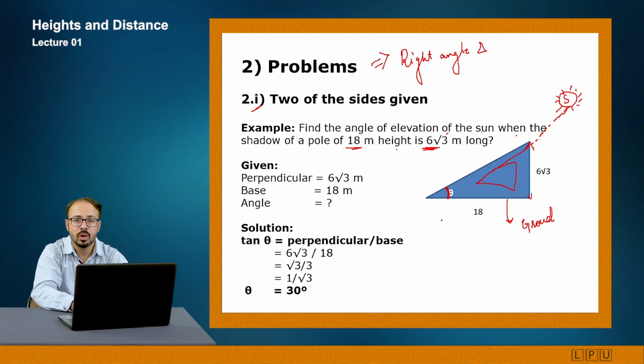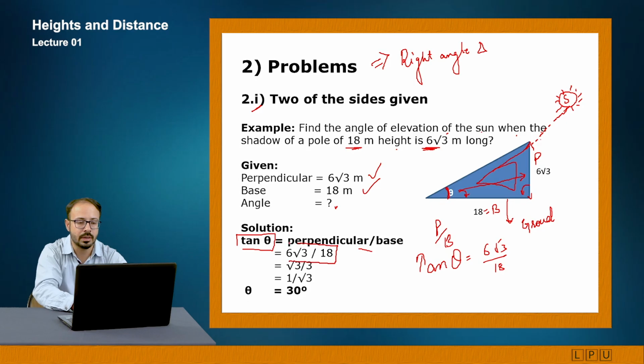So I can directly go. Which trigonometric ratio helps me with the P? This is the side opposite, this is P. Adjacent to theta is B. Perpendicular is with me, base is with me, angle I need to find. So tan theta is required. Tan theta is always equal to P upon B. So tan theta is equal to 6 root 3 upon 18. As we have done, tan theta is 1 by root 3 at theta equal to 30 degree.